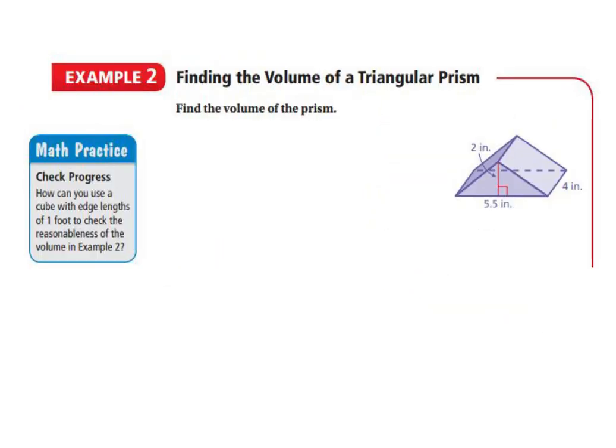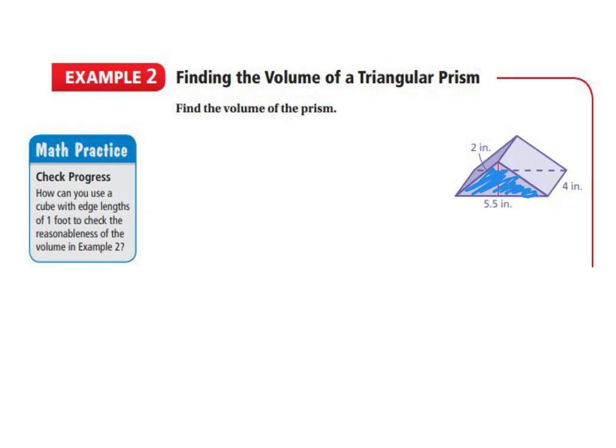So for example 2, we find the volume of a triangular prism. All we're doing is finding the area of the base. We're going to multiply by height. However, we always need our base to be the triangle side. So I'm going to highlight the triangle side here. So you may look at this and you may think, oh, that's not the base. It needs to be, okay?